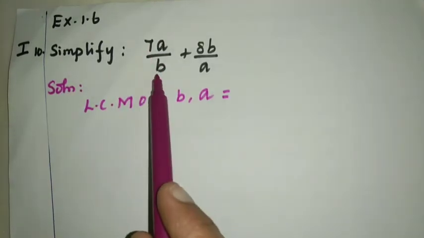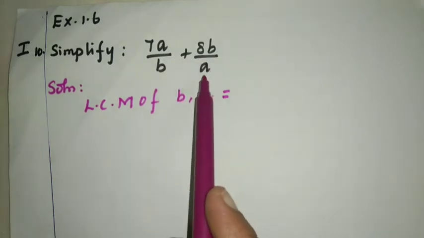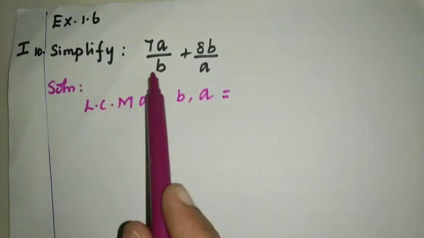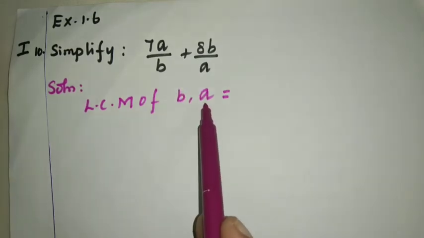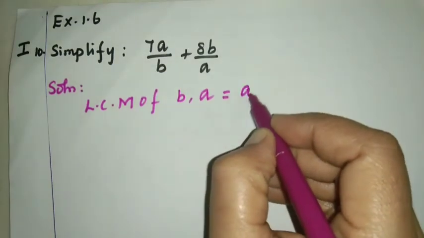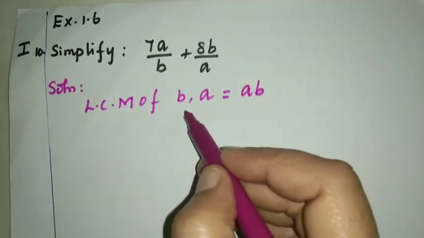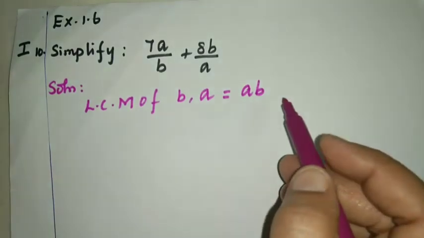In exercise 1.6, first row, letter, question number 10. Simplify 7a by b plus 8b by a. Here the denominators are b and a, so take the LCM. b and a are different variables, so simply multiply. So the LCM of b and a is ab.